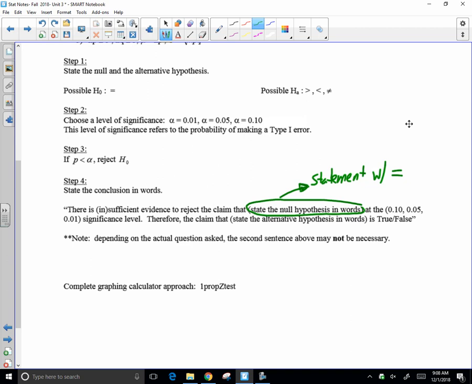You see the notation. Depending on the actual question asked, the second sentence above may not be necessary, because sometimes the question's only asking about the null, in which case you're answering a question that's not even being asked. If you put both sentences in, though, you can never be wrong as long as you write them correctly. It's just I'll look at your second sentence and be like, okay, cool, didn't need to know that.